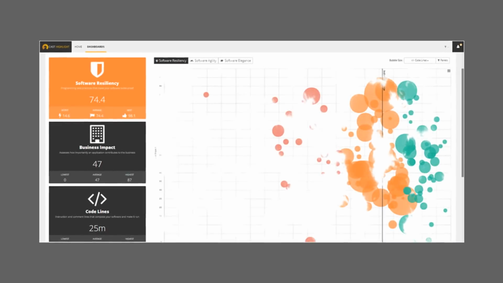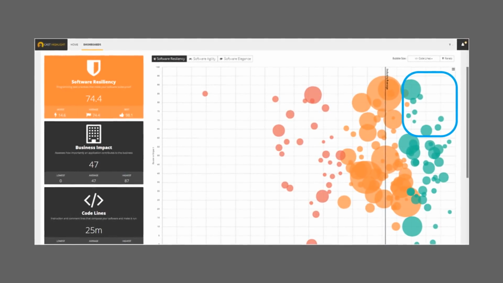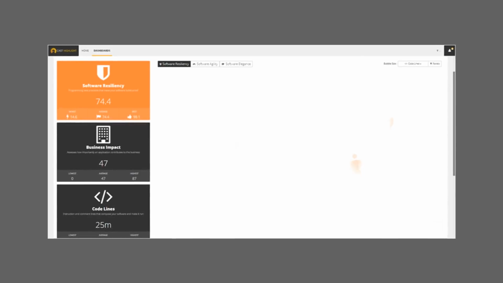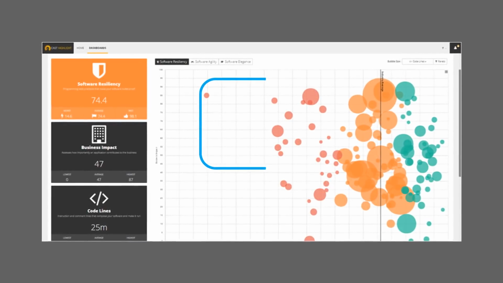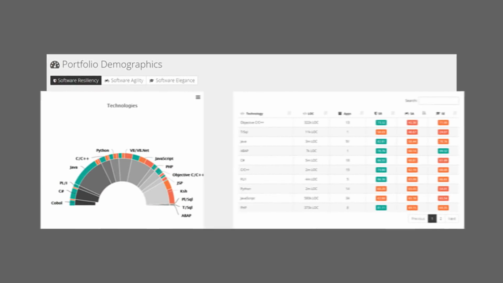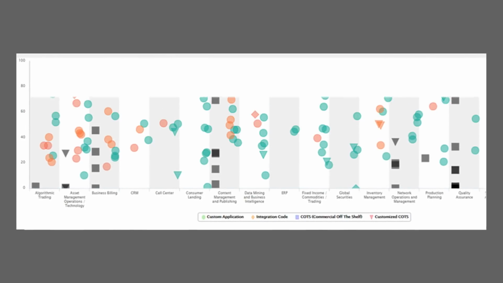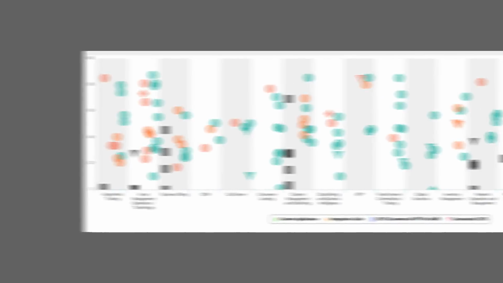With Highlight, you can identify which applications are healthy, giving you the confidence to continue investment. You can also target applications that may fail or are expensive to maintain, costing you time and money. With Highlight, you'll get an objective assessment of the applications that run your business, targeting applications that are redundant and are good candidates to retire.